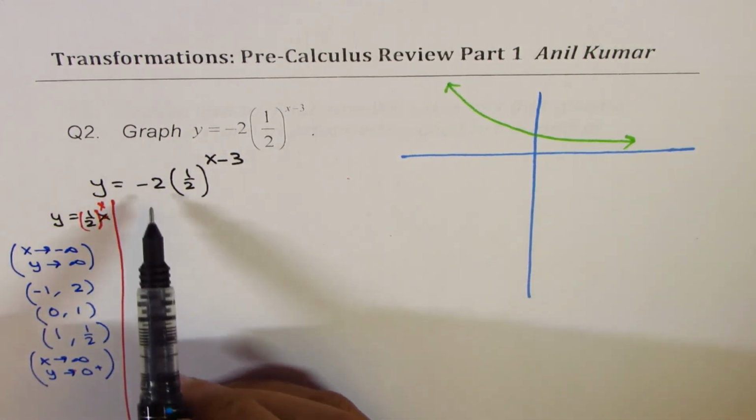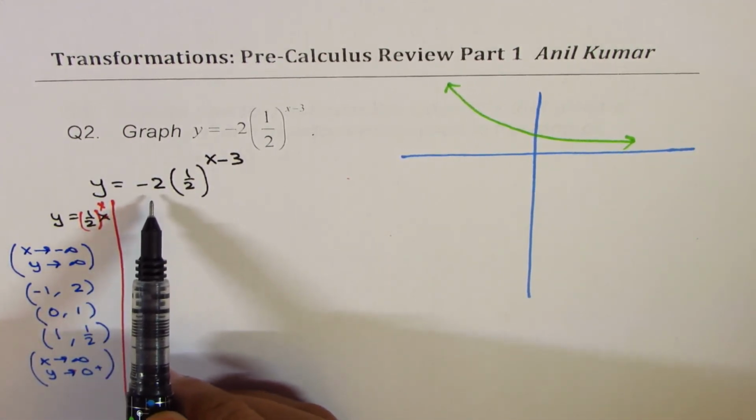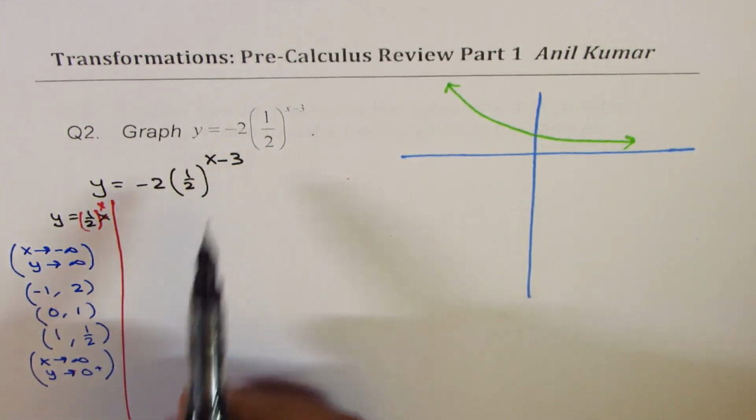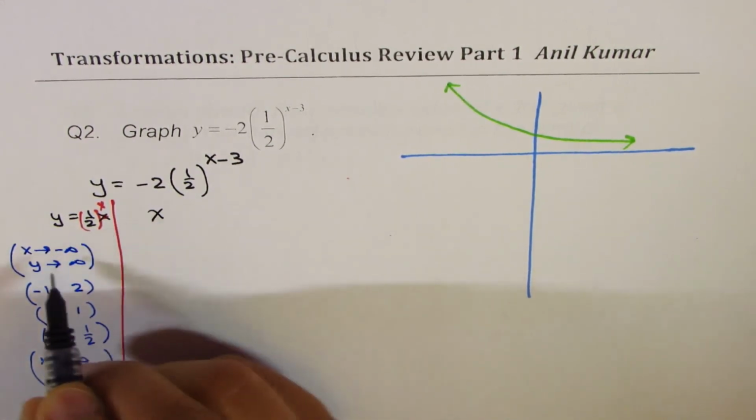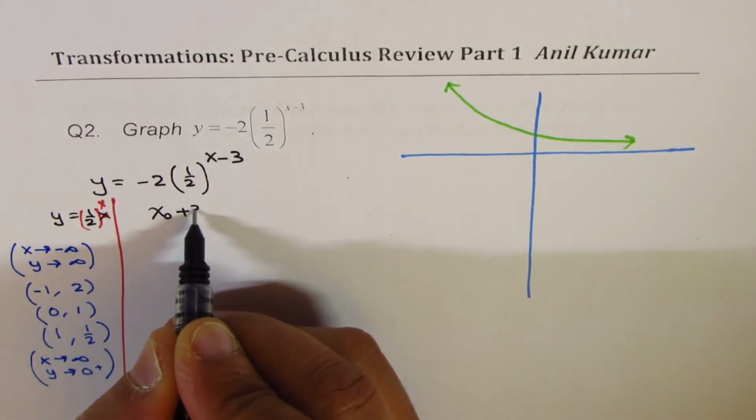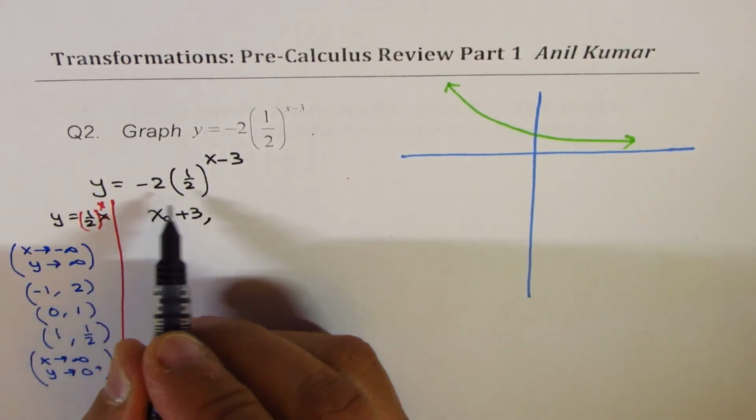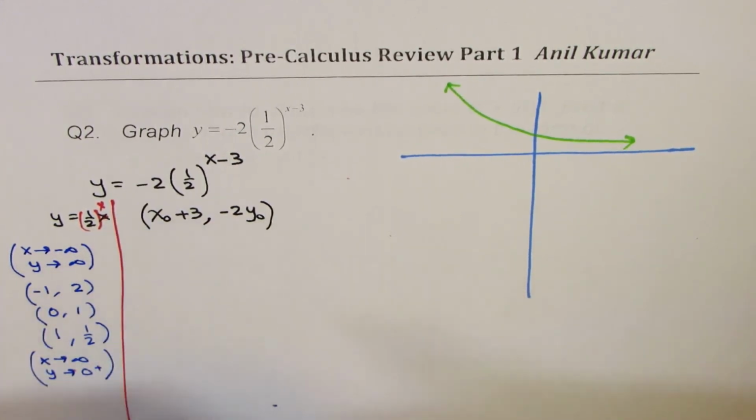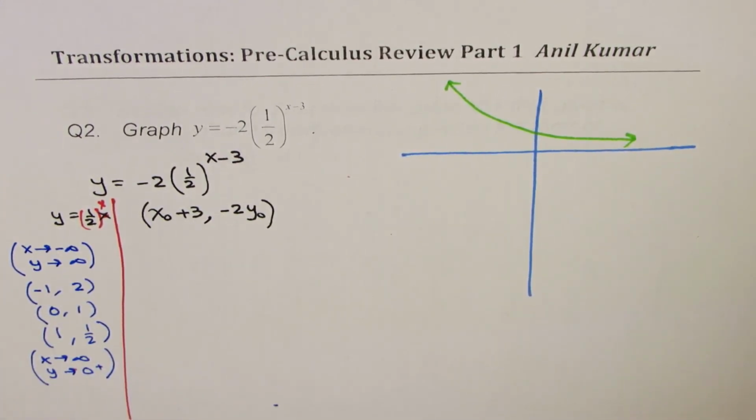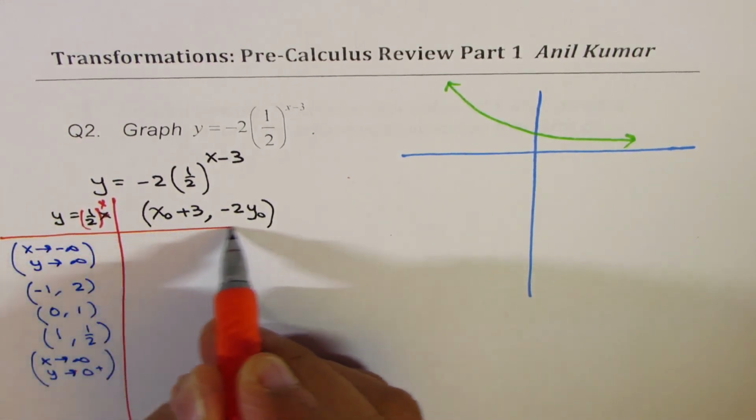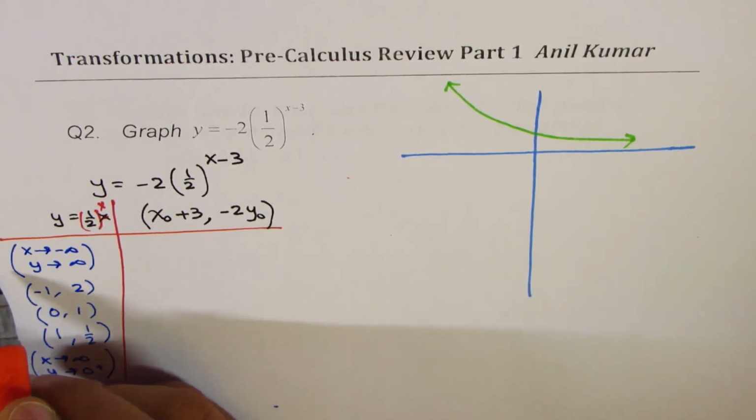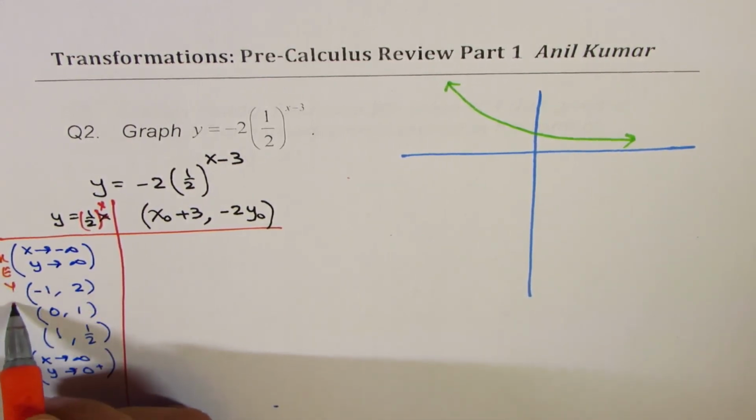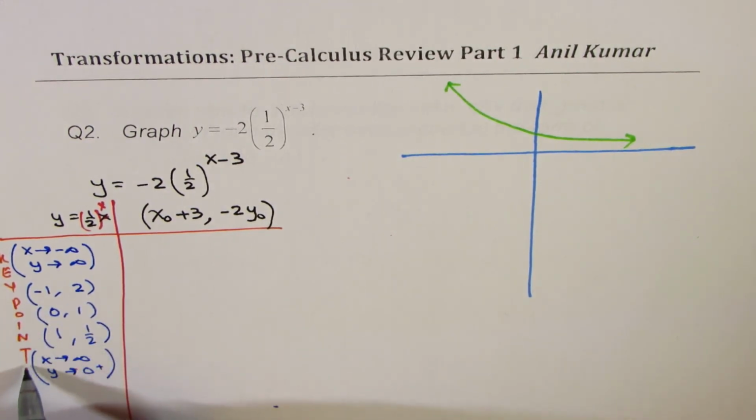Now, once we transform, the transformation basically here is that for the x values, we have to add 3. So it becomes the original x plus 3. As far as the y values are concerned, they get multiplied by minus 2. So that is the transformation, right? If you apply this transformation, then let's write down the coordinate points. These are our key points, right? So we have 5 key points.